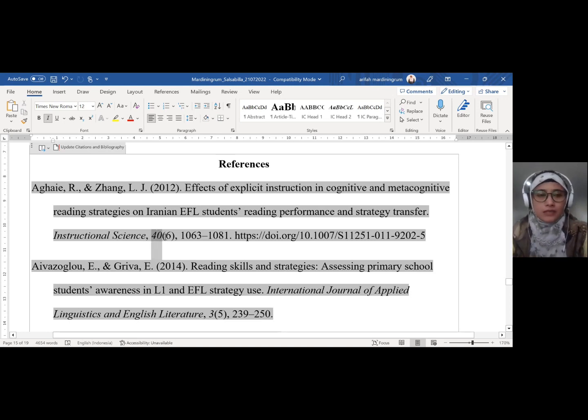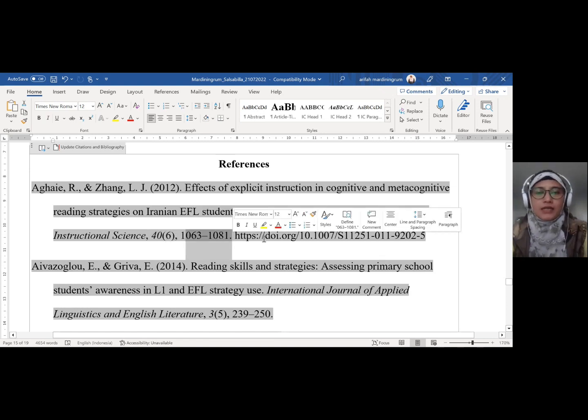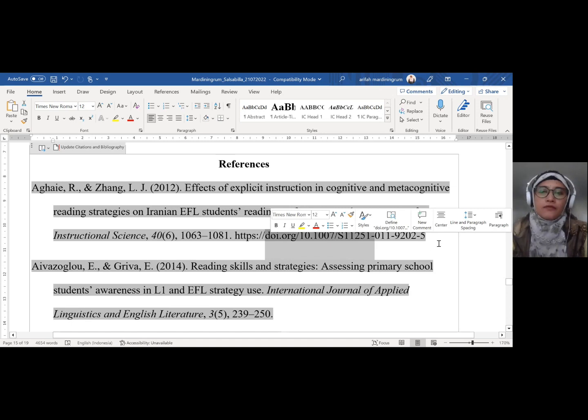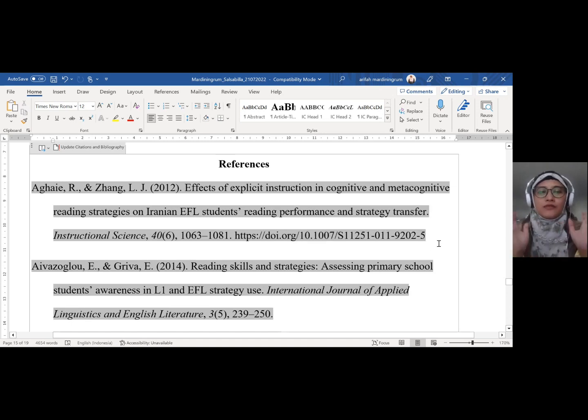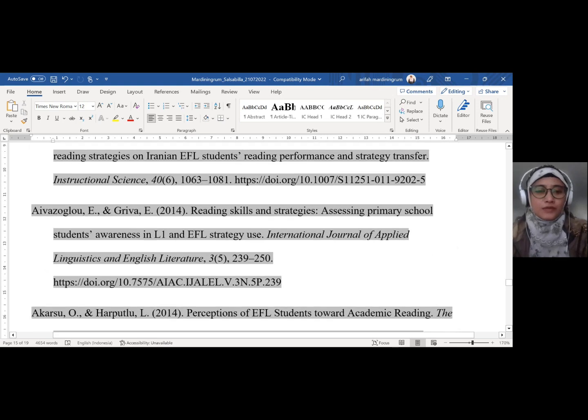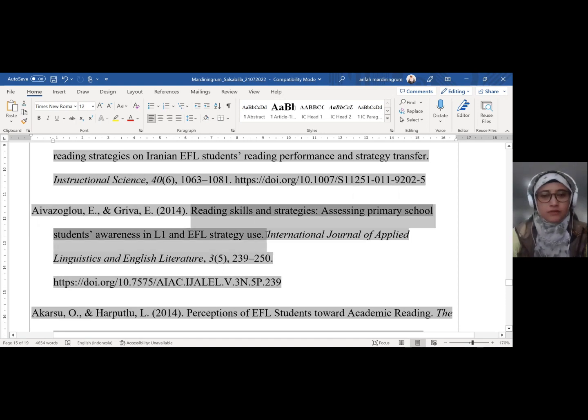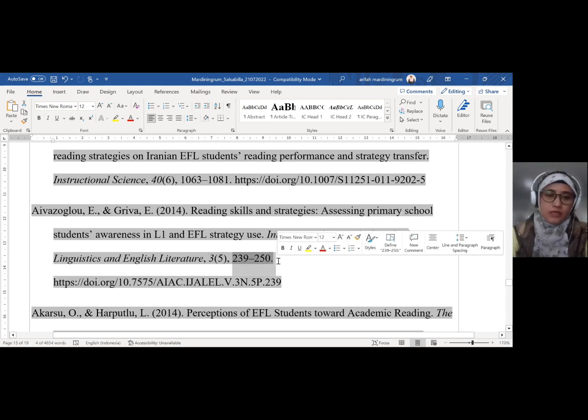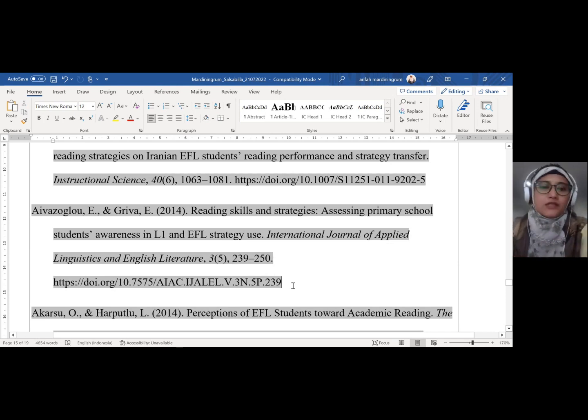Now this already has the volume number, already has the issue number, already has the pages, and it already has the DOI. So my first reference is good. It's perfect. It follows the APA rule to the T. Now let's take a look at the second article, the second entry. As you can see, we have authors, we have the title written correctly, and we have the journal written correctly. We already have volume, issue, pages, and also DOI. So this one is good.